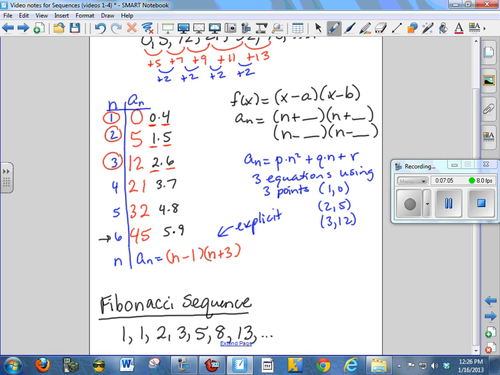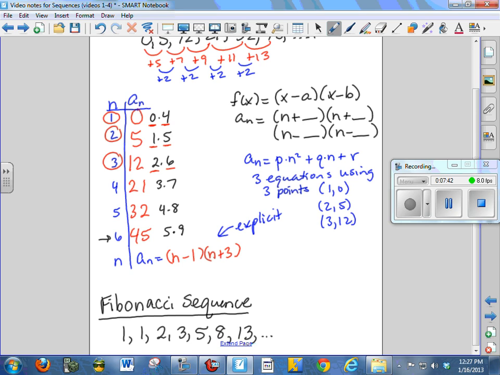My points being, for example, (1, 0), (2, 5), and (3, 12). Using 1 and 0, I would say p times 1 squared plus q times 1 plus r. So p plus q plus r equals 0 would be my first equation. My second one would be p times 2 squared, so 4p plus 2q plus r equals 5. And then I would have 9p plus 3q plus r equals 12.